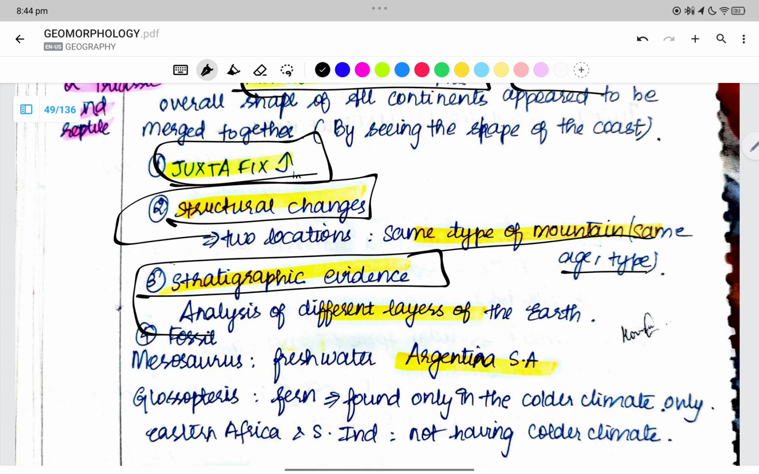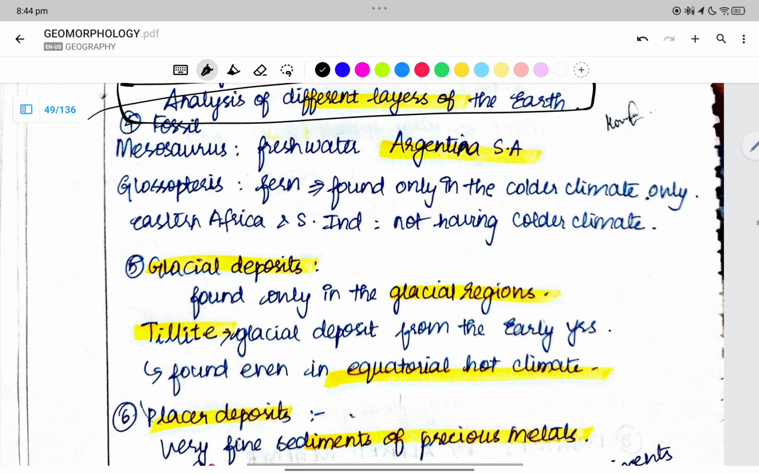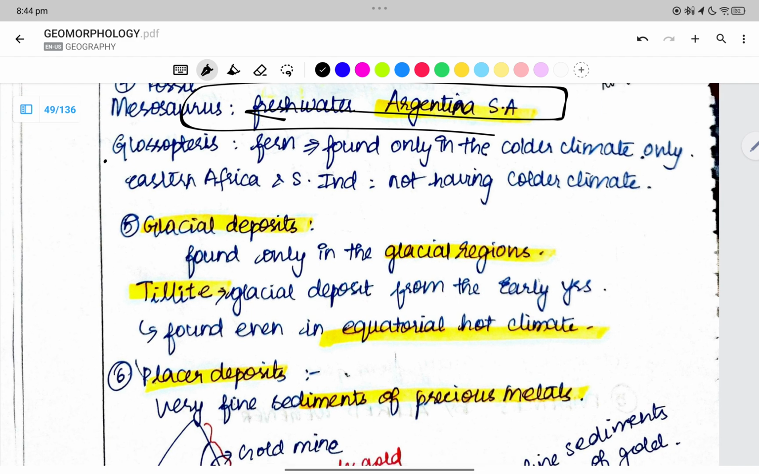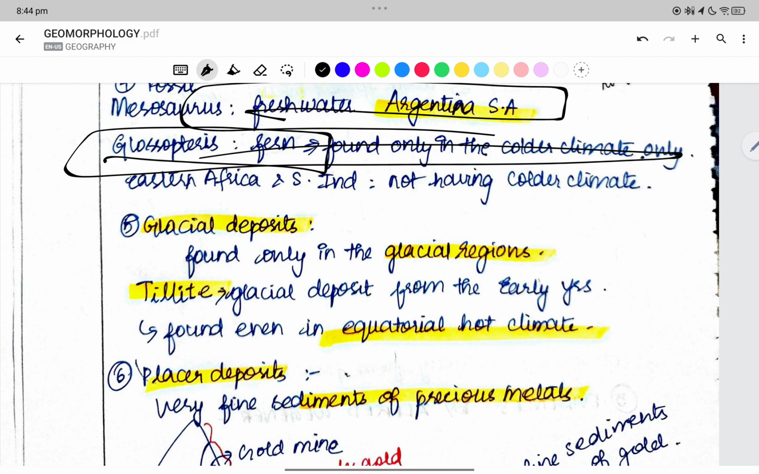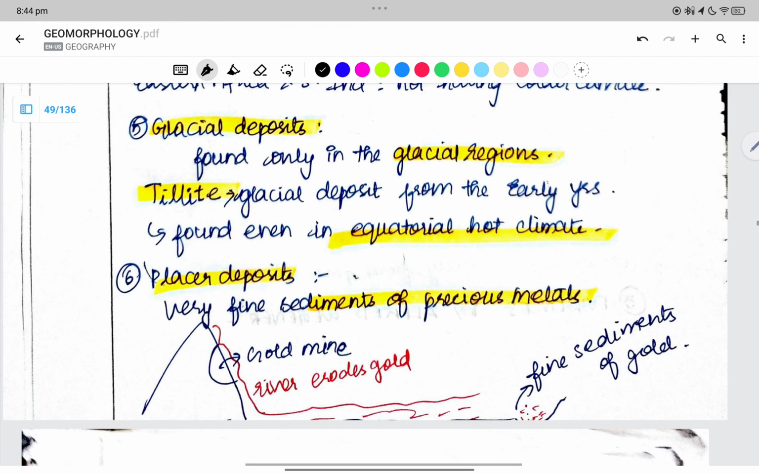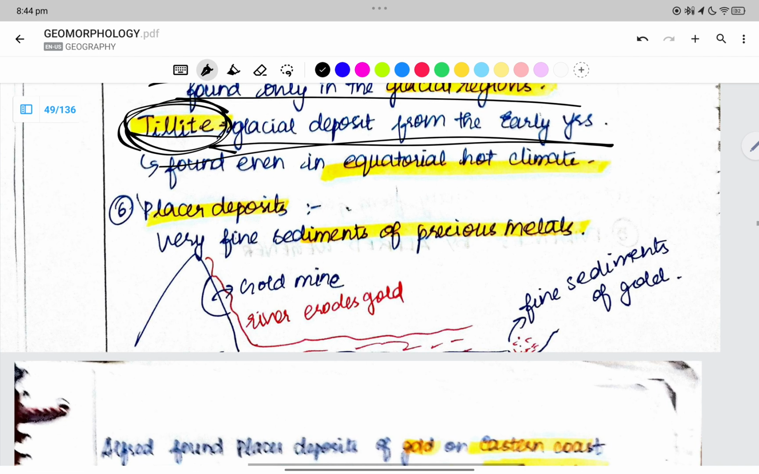Stratigraphic evidence is analyzing the different layers of the earth. And among fossils, Mesosaurus is a freshwater reptile, found in Argentina and South America. Glossopteris is a fern which is found only in colder climates, in Eastern Africa and South India. It is not having a colder climate like glacier deposits. Tillite is glacier deposits. The glacier deposit from the early ages is what we call tillite.